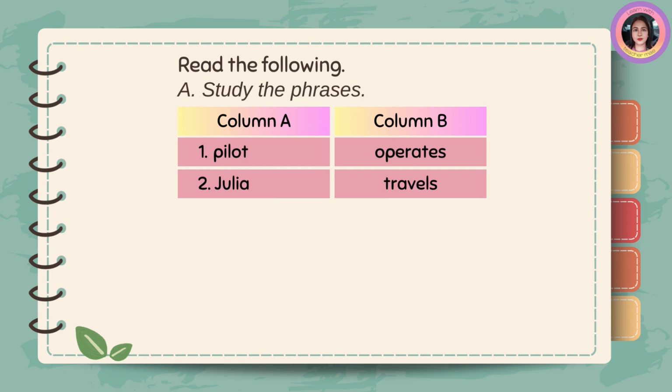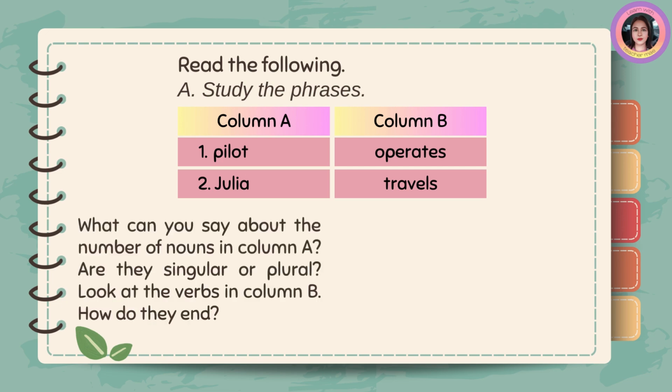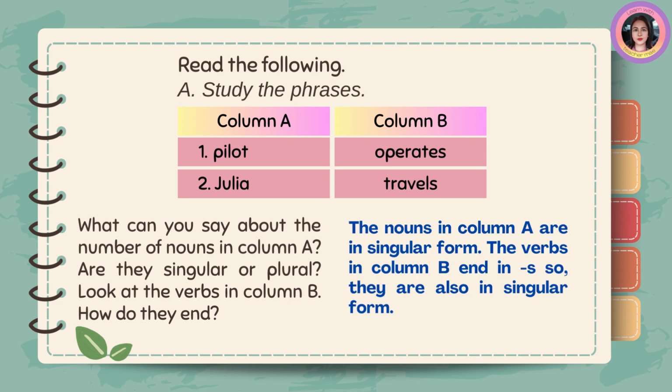Read the following. Study the phrases, column A and column B. Pilot operates. Julia travels. What can you say about the number of nouns in column A? Are they singular or plural? Look at the verbs in column B. How do they end? The nouns in column A are in singular form. The verbs in column B end in S, so they are also in singular form.